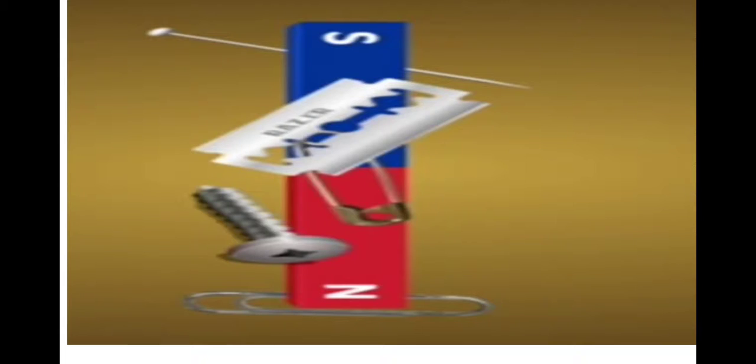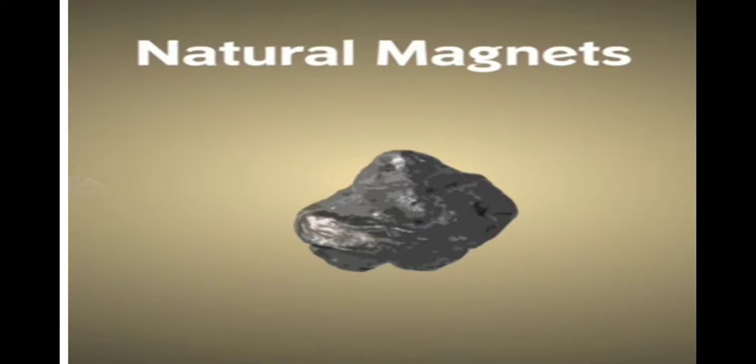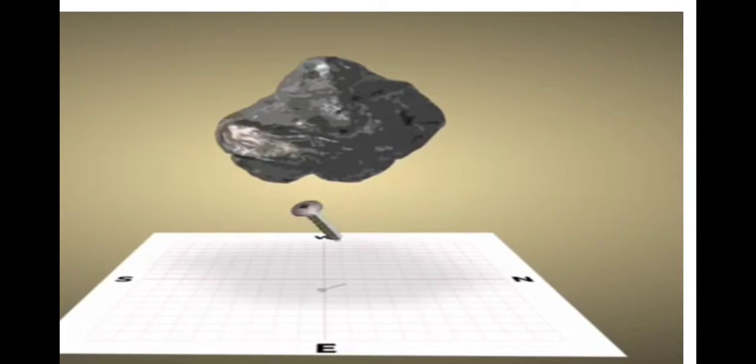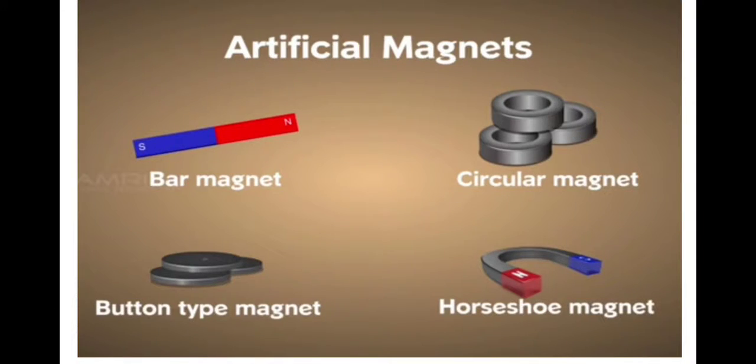Objects that attract magnetic materials are called magnets. Two types of magnets exist: natural magnets and artificial magnets. Naturally occurring magnets are irregular in shape and are weak. Man-made magnets, or artificial magnets, are made depending upon the applications. Artificial magnets come in different shapes and sizes, for example, ball magnet, circular magnet, button type magnet and horseshoe magnet.